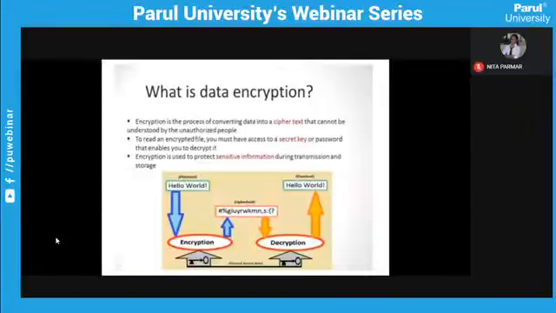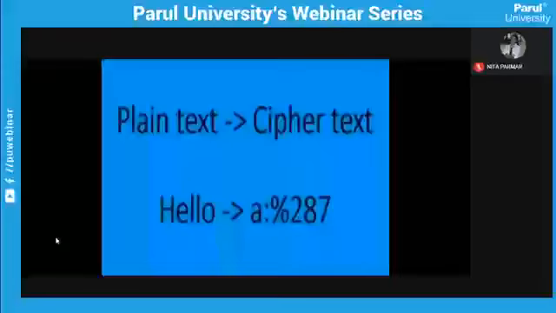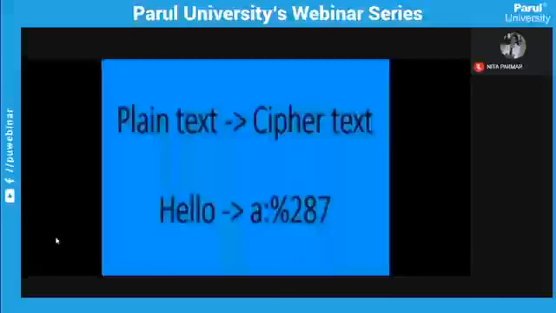At the receiver end, the text is decrypted to get the original information. So in this diagram, the text, say hello, is converted to some garbage text, or say ciphertext, so that no one can understand the actual meaning of the text.